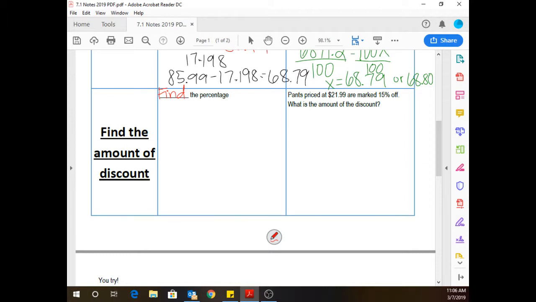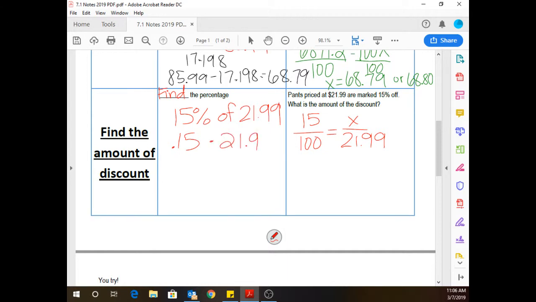So it says pants priced at $21.99 are marked 15% off. What is the amount of the discount? So this one, you would just do 15 over 100 equals X over $21.99. Or you can do it the other way, and you would do 15% of $21.99. So 0.15 times $21.99 and you should get an answer. This one you're not adding, subtracting, nothing. You are strictly just figuring out the discount.